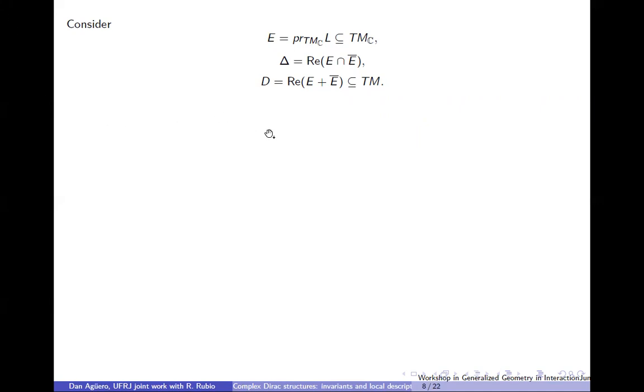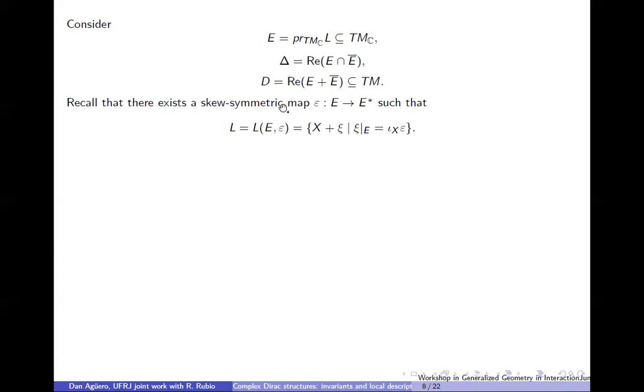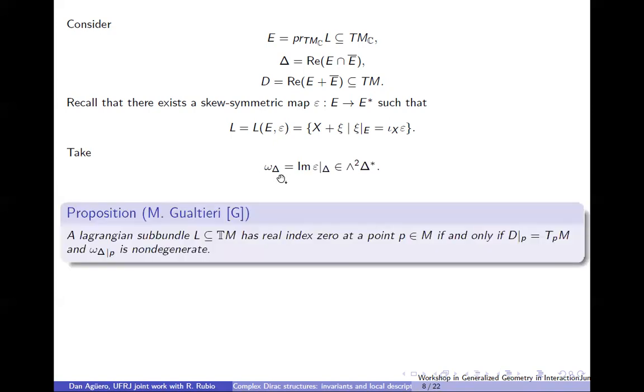So we take this delta, that is the real elements of E and D, that is the real elements of E plus E bar. You're recalling that when we have a Lagrangian subbundle, we can find a symmetric map epsilon. So we define this omega delta, just taking the imaginary part of the epsilon restricted to delta. And well, you're recalling some result of Gualtieri.